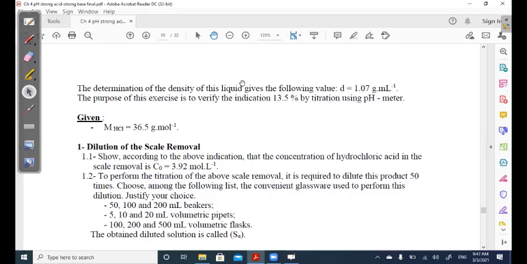Like the previous question, but the previous question was a strong base we needed to verify, here it is a strong acid we need to verify the percentage. Part 1, dilution of the scale removal. Part 1: show, according to the above indication, that the concentration of hydrochloric acid in the scale removal is C0 equal 3.92 mole per liter.